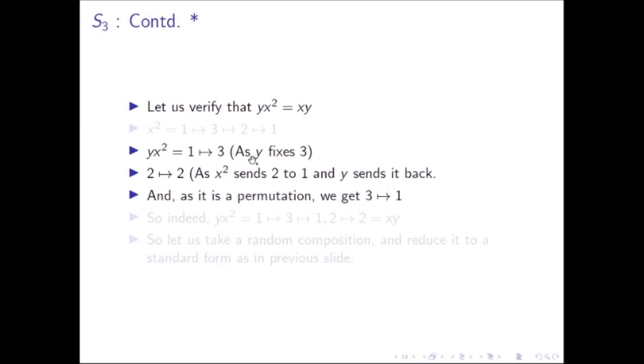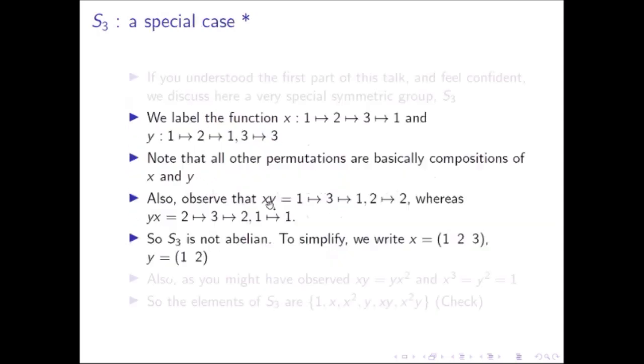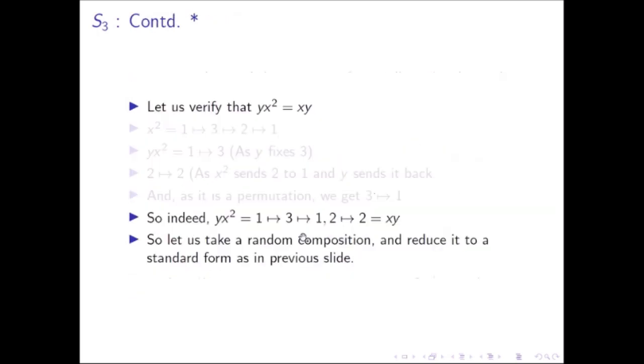It's in S3 because it's closed under composition. So we have 1 is going to 3, 2 is going to 2, so only 3 remains, and the only possible image is 1. So 3 has to go to 1. But this is xy. 1 goes to 3 goes to 1, and 2 goes to 2. This is xy. We just saw it, right? This is xy.